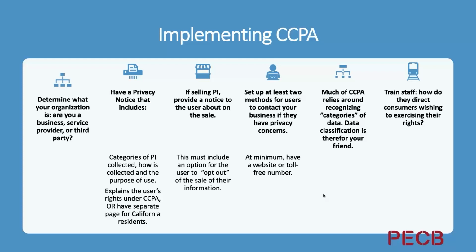You should explain the user's rights under the California Consumer Privacy Act or have a separate page for California residents. So some privacy notices, again, if you have a large base in California, may say, if you're a resident of California, click here, and here's a page talking about your privacy rights. Or you may include it with the rest of your privacy notice. If selling personal information, you have to tell people, okay? And not only that, but you have to include an opt-out. People have the right to say, no, don't sell my information.